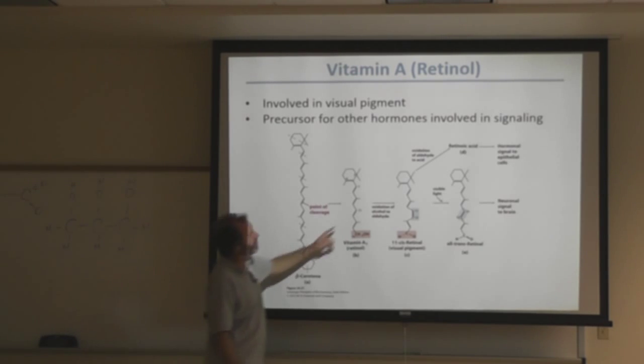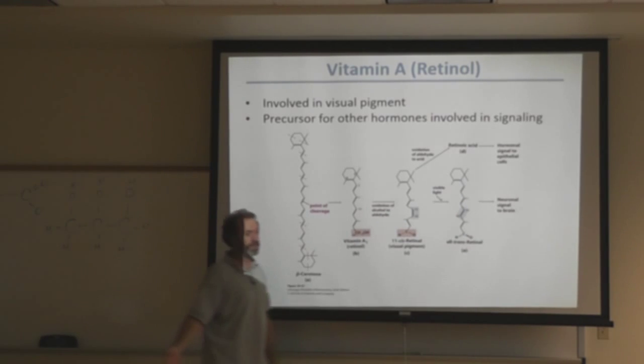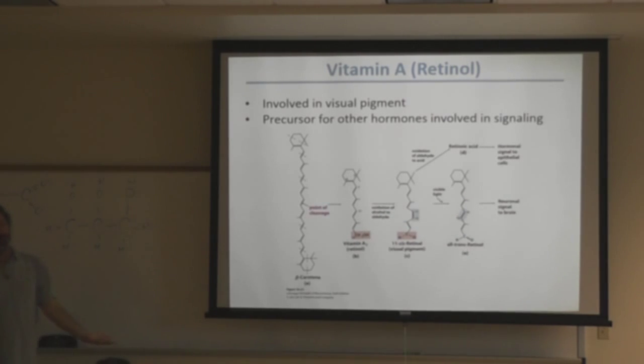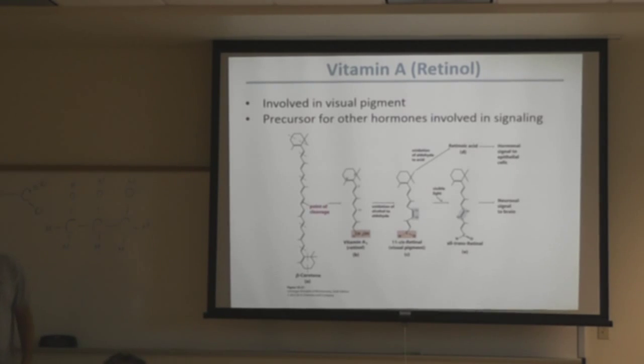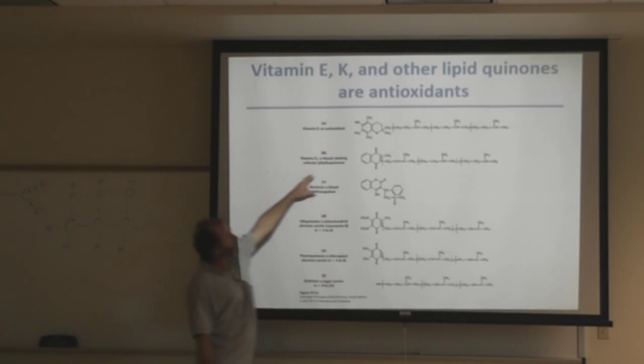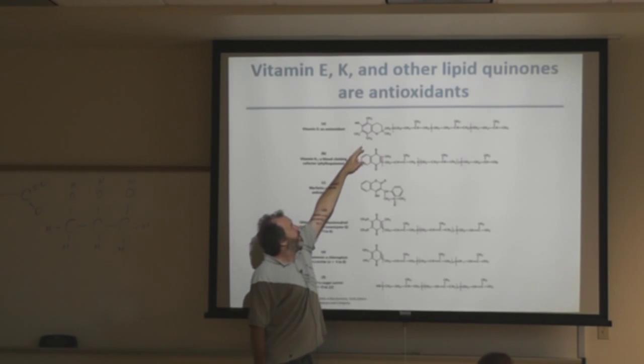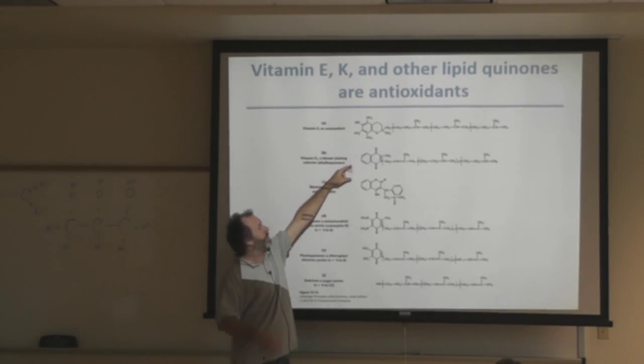And this will go on further, oxidation to form retinoic acid, and then that's used in signaling. You can actually take stem cells, if you treat them with retinoic acid, you can convert them to neurons. So vitamin E and K and other lipids are antioxidants. So vitamin E is a lipid-soluble antioxidant. It has this aromatic group that can absorb electrons.